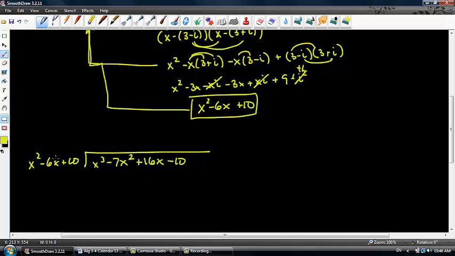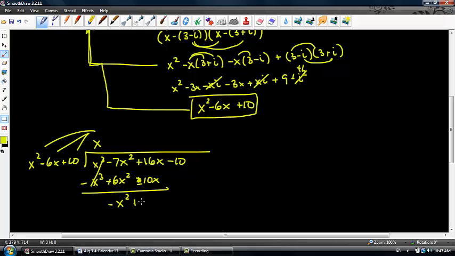Okay, so what I get is x squared goes into x to the third x times. I distribute that in. I get x to the third minus 6x squared plus 10x. Let's go ahead and subtract and switch all of my signs. Gone, negative x squared plus 6x minus 10.